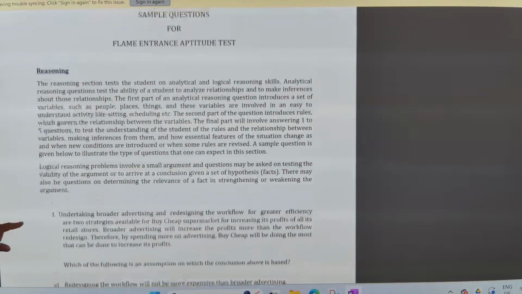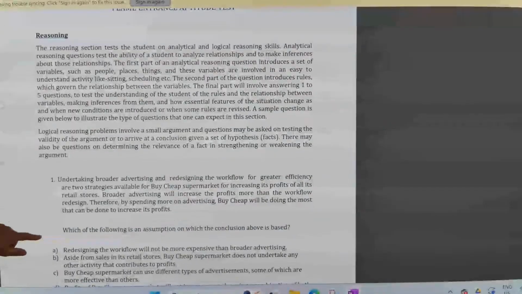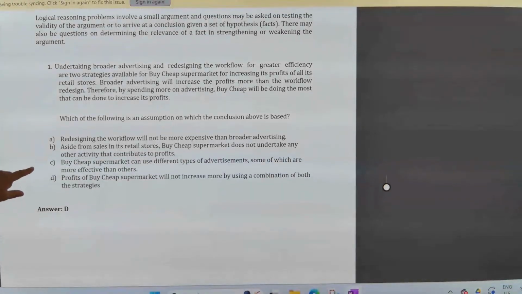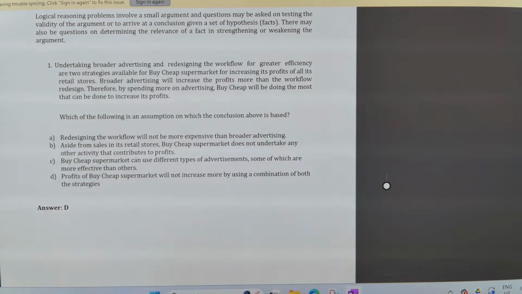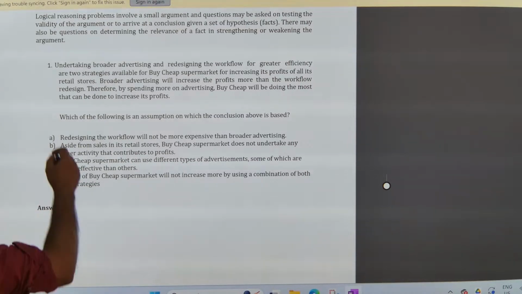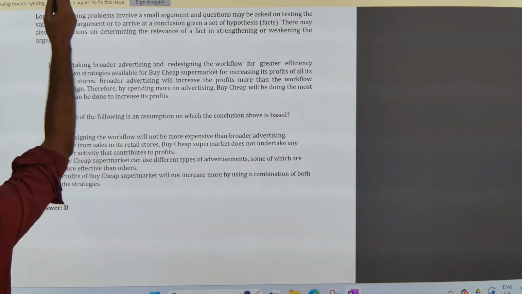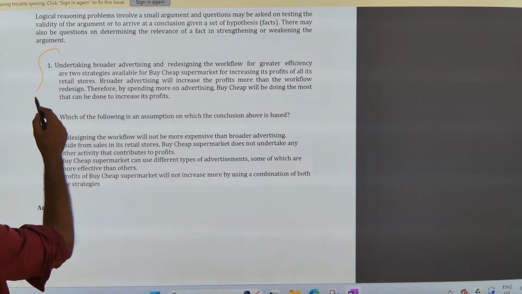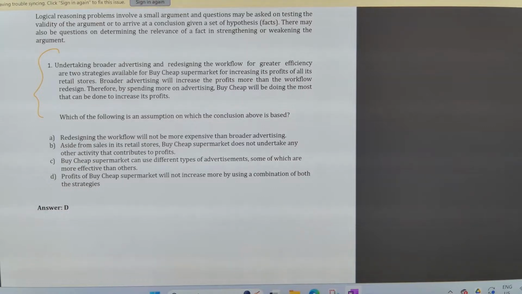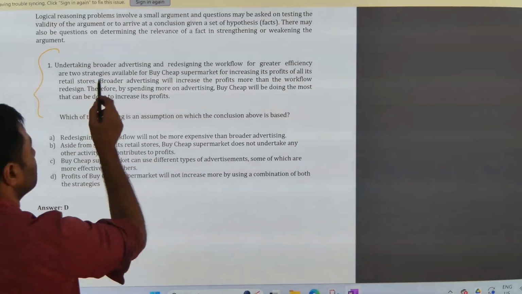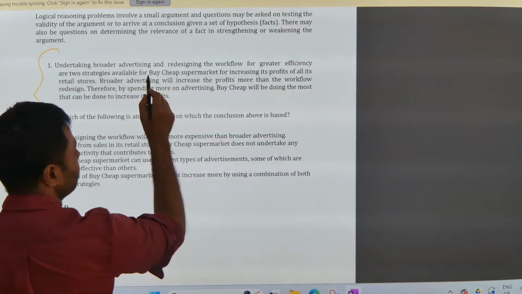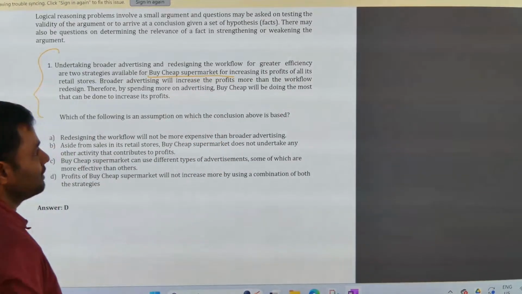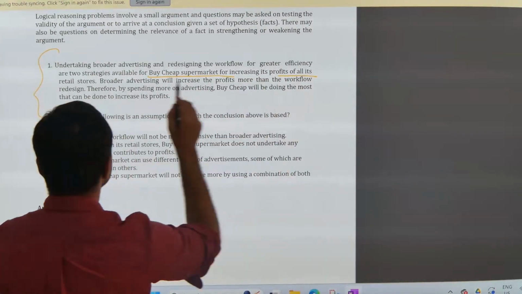The first section in this sample paper is LR. LR has both types of reasoning, that is critical reasoning as well as normal logical reasoning. So the first question is from critical reasoning. First question says, undertaking broader advertising and redesigning the workflow for greater efficiency are two strategies available for Buy Cheap Supermarket, right? For increasing its profits of all its retail stores.